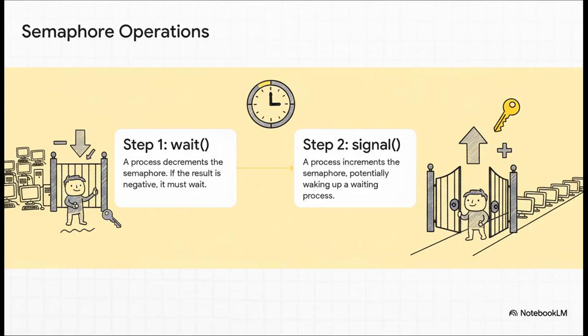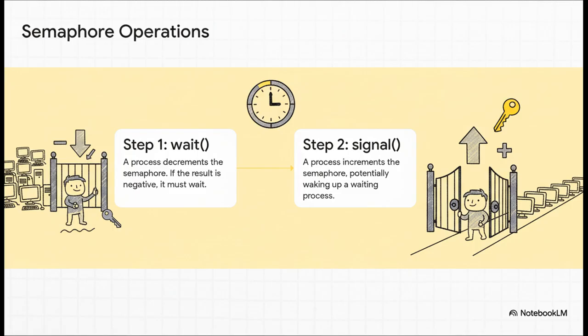Now, a process uses two special operations to talk to this gatekeeper. The first one is called wait. This is like asking for the key. The process tries to decrease the semaphore's count. If that count drops below 0, it means all the keys are gone and the process has to wait. The second operation is signal. When the process is done, it calls signal, which increases the count.